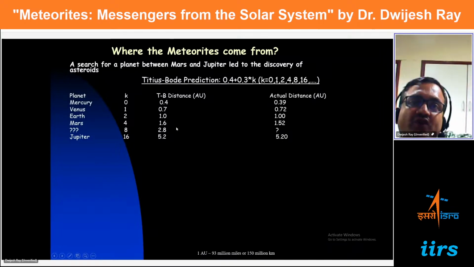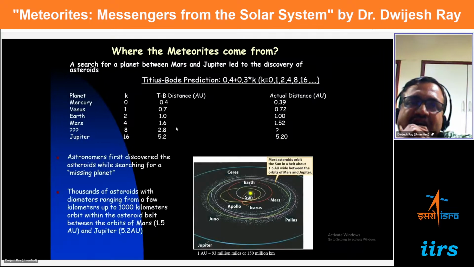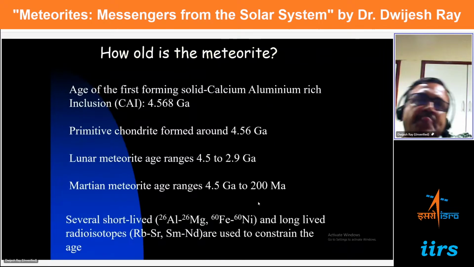So this is the story actually, of how the invention of the asteroid belt comes about. There is something there, not in the form of a planet, but in the form of an asteroid belt. This is how the concept of the asteroid belt comes into the picture.